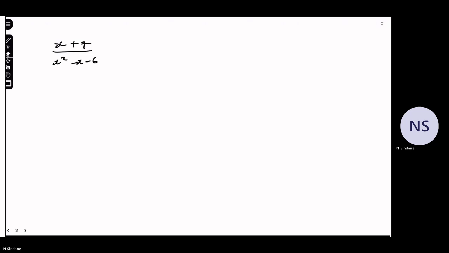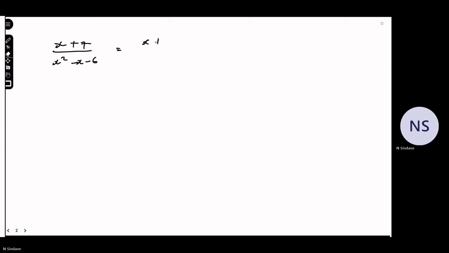You can see that the highest degree on your numerator is 1, and the highest degree on your denominator is 2. So the degree of the numerator is smaller than the degree of the denominator. Then we can now try to factorize this.